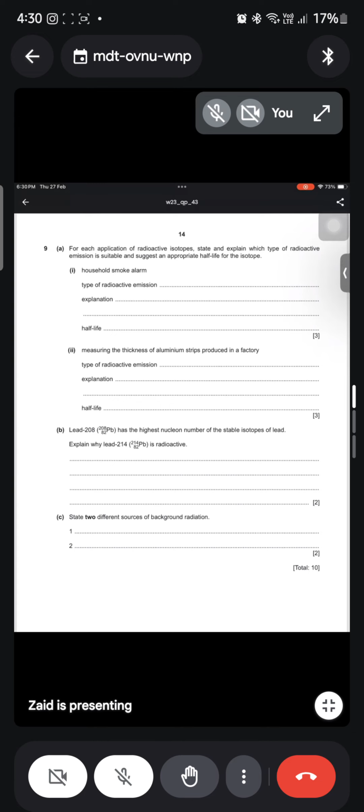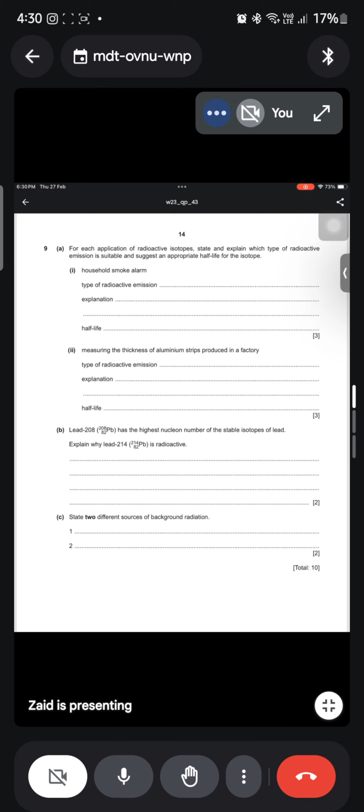The first one is alpha. You have to write alpha. The reason is very high ionizing power. And the half-life can be in years, like 10 years, 5 years, something like that, because it is continuously emitting the radiation. You don't want it to finish very quickly, so you can just leave it over there.